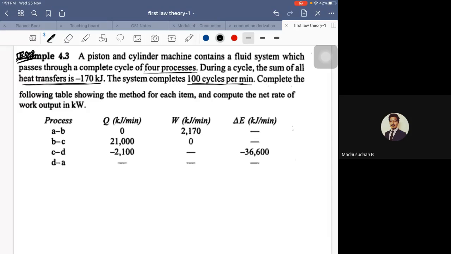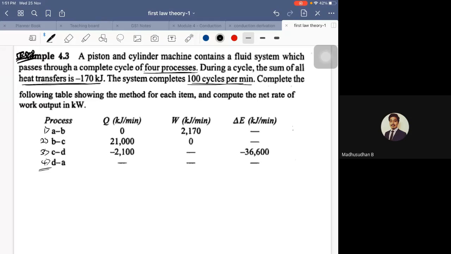So A to B, B to C, C to D, and D to A. These are the 4 processes which he was talking about. So in some of the processes, the value of Q is given, and value of W is being asked to us to calculate. So vice versa. So different values are given, different values you need to calculate through the concepts of the first law of thermodynamics.